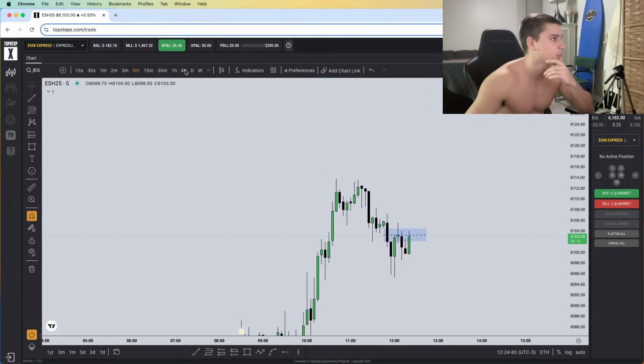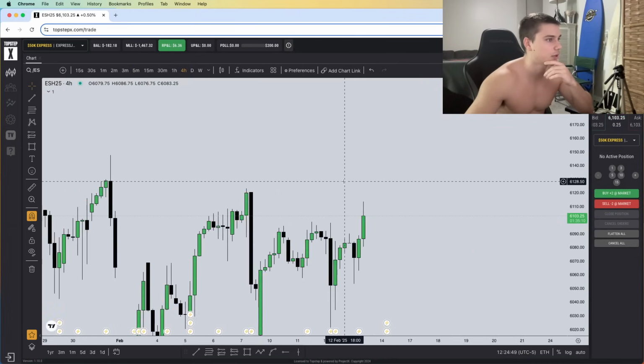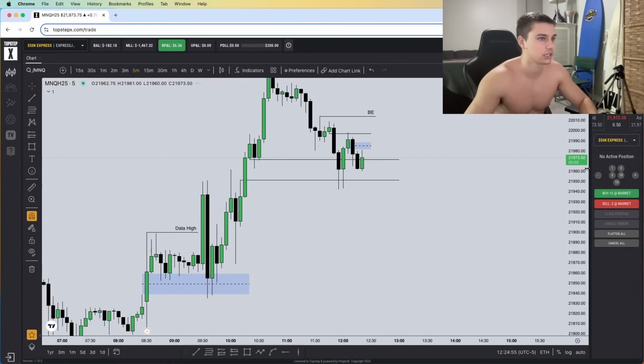I think it's also a little bit more bullish on the higher time frame. Not really more bullish in my opinion, but yeah, doesn't look like we're gonna get it on this candle anyways. Go back to the NQ.